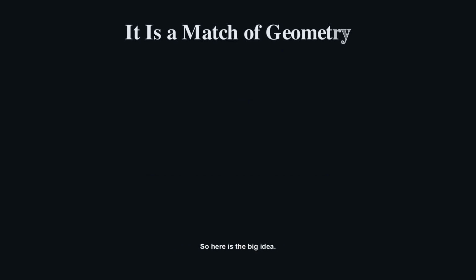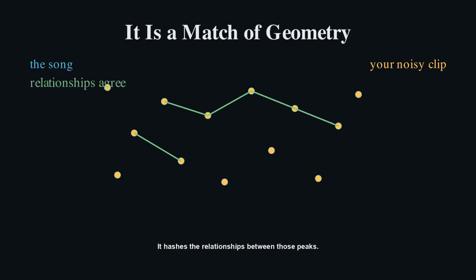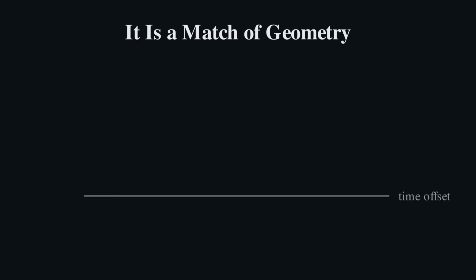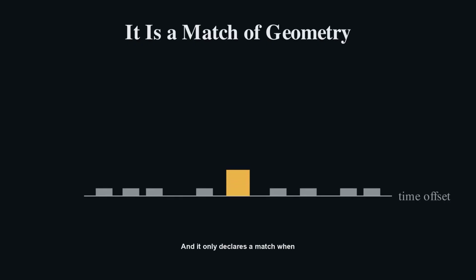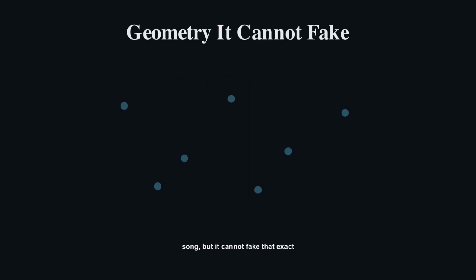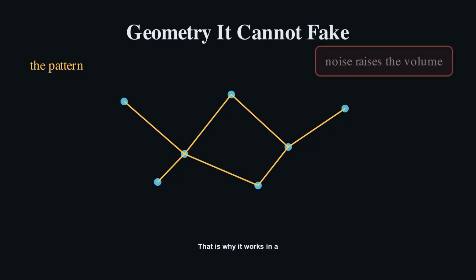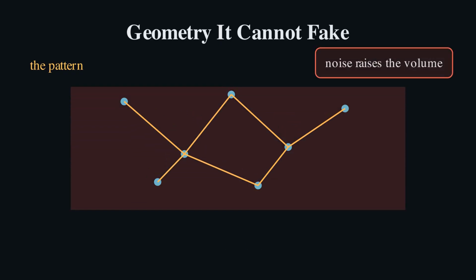So here is the big idea. Shazam never compares raw waveforms. It turns sound into a sparse map of landmark peaks. It hashes the relationships between those peaks. And it only declares a match when every hash agrees on one consistent moment in time. Noise can raise the volume around the song, but it cannot fake that exact geometric pattern. That is why it works in a loud cafe. Geometry beats noise.